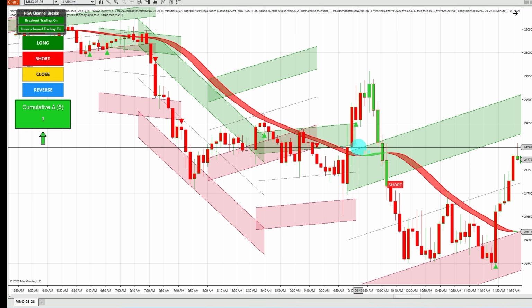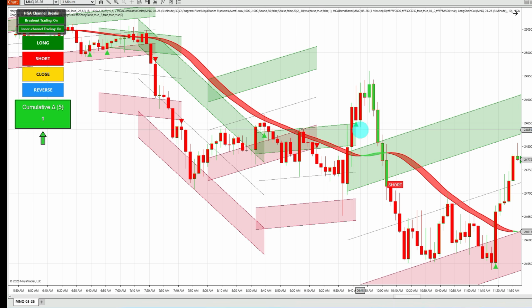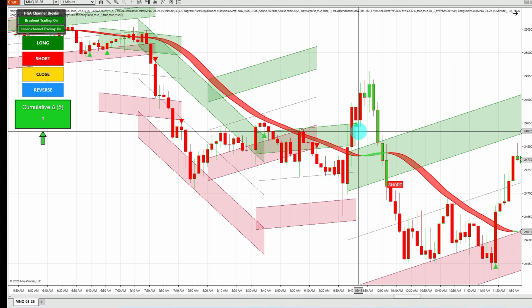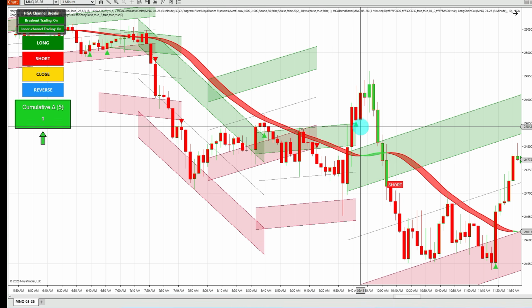A little bit later, it broke above the trend band. It hadn't turned green yet, but it did break out of the top of this channel. I did not take this, and you can see why here. It's a red candle. I really want to take longs on green candles, and this didn't meet my criteria.